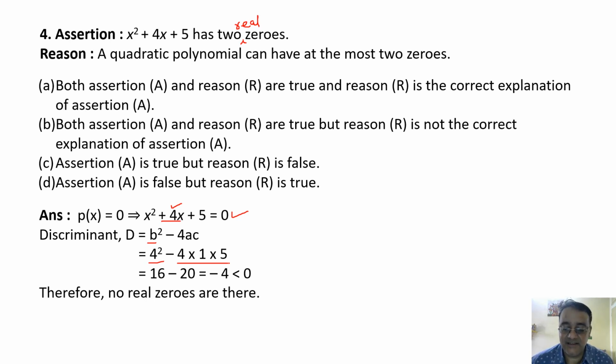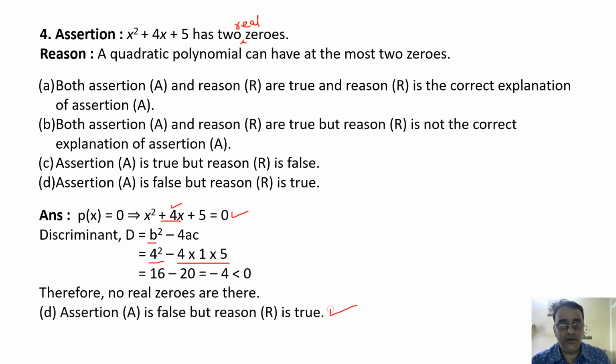So whether the assertion is correct? No, sir. The assertion is false but the reason is correct, so which option is correct? Option D. Option D is the correct answer. Okay, any doubt in this question? No, sir.